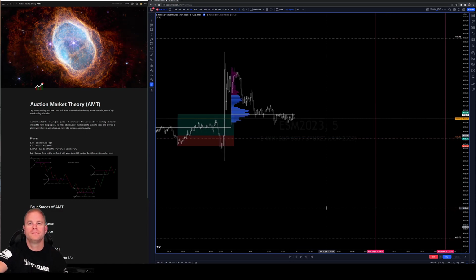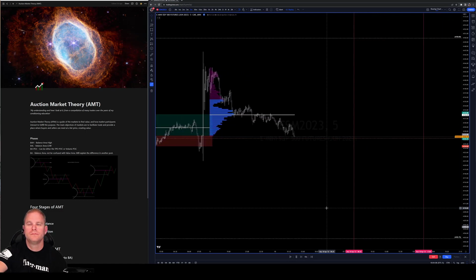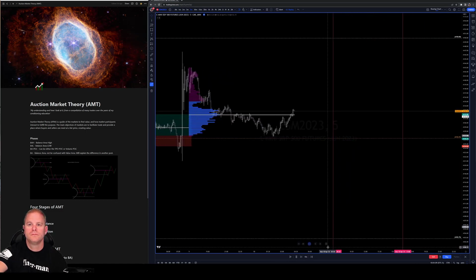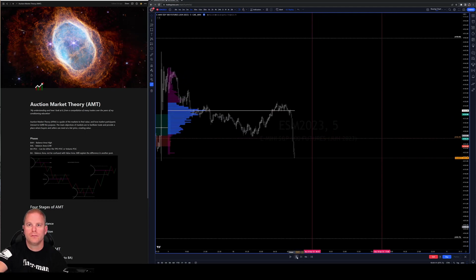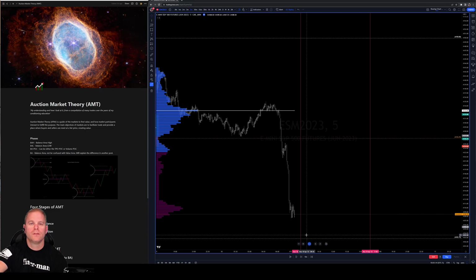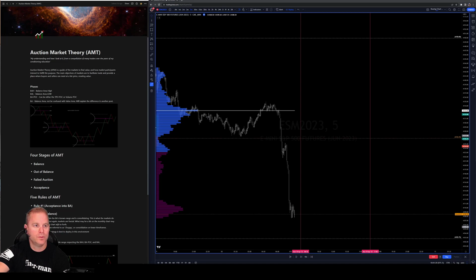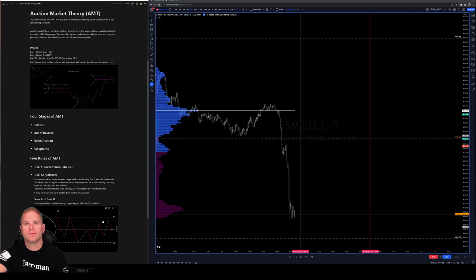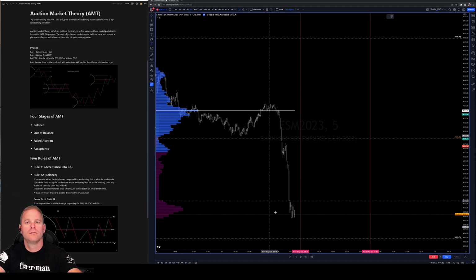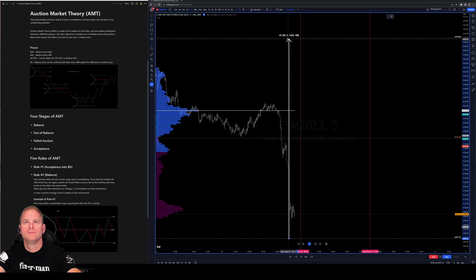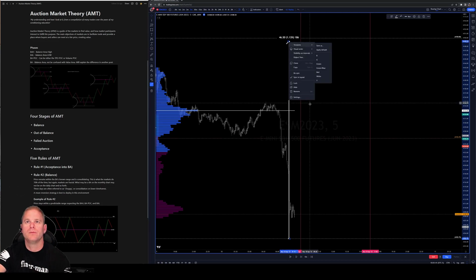RTH open. Still a valid level. So this goes into the acceptance of a balance area, or our rule number 2 over here. Price has basically found value in this range, and this range right now that we are in is, let's measure that actually. 47 points, roughly 50 points. So there's plenty of range to be had.